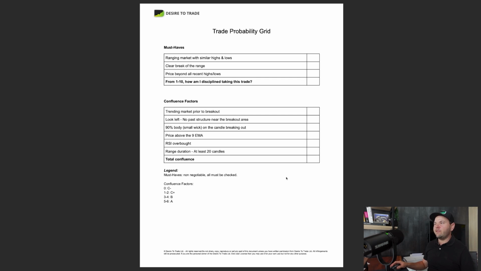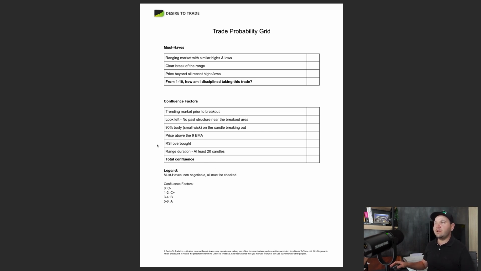And this is where it works really well. Confluence factor here in the legend. If you have none of them, it's a C-. It's a bad trade. Don't take it. If it's 1 to 2, it's a C+. It's alright, but not that good. If it's 3 or 4 of these confluence factors, it's a B trade. And if it's 5 or 6, meaning either all of them or almost all of them, then it's an A trade. If it's a 6, it's an A+ trade.